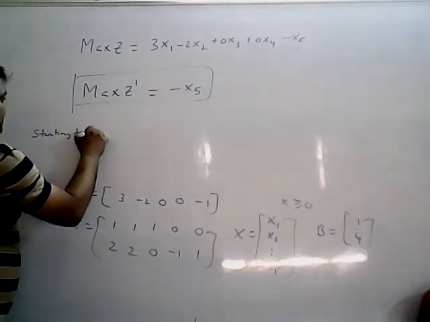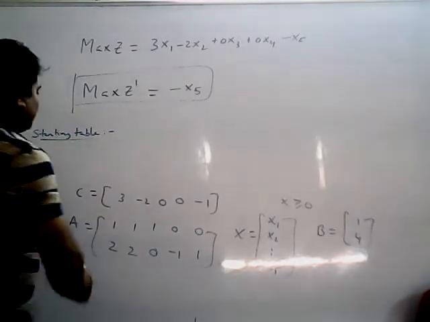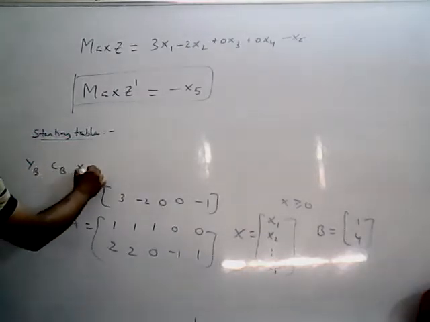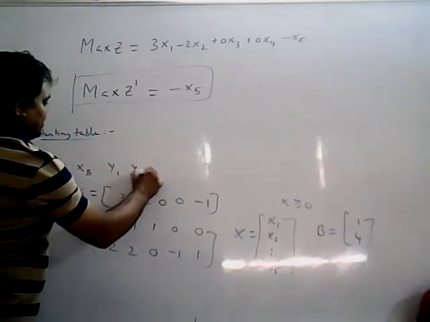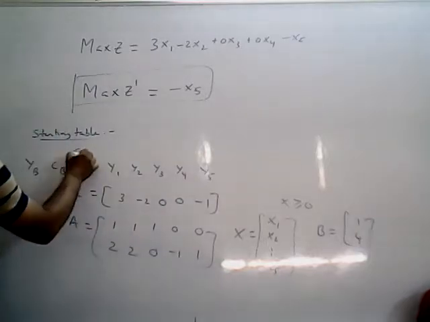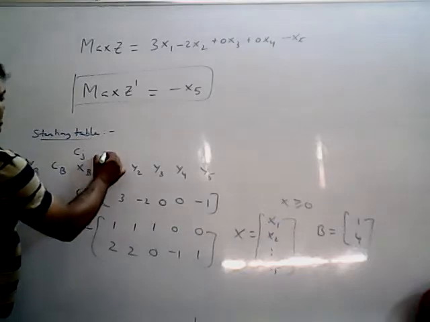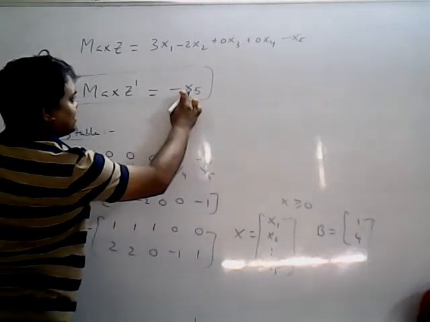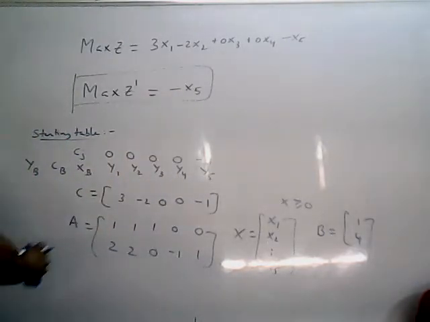The remaining procedure is the same. The starting table: what are the columns? The first column is YB, the next column is CB, the next column is XB. Next, how many variables are there in the problem? 5: Y1, Y2, Y3, Y4, Y5. Cj is the cost matrix. In phase 1 all are zeros except the artificial variable x5, so the y5 cost is minus 1. The remaining are all zeros.